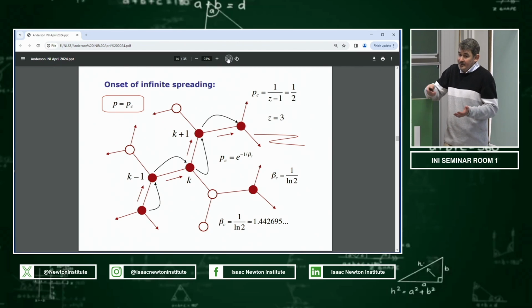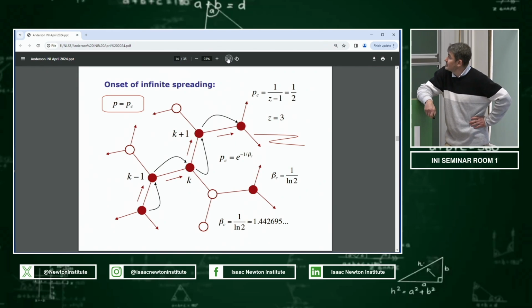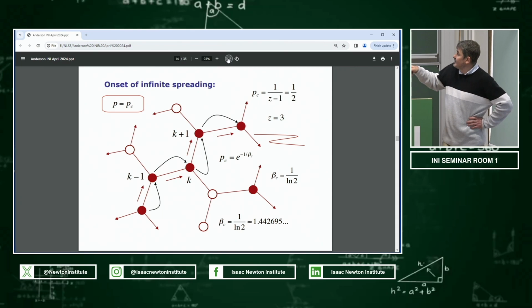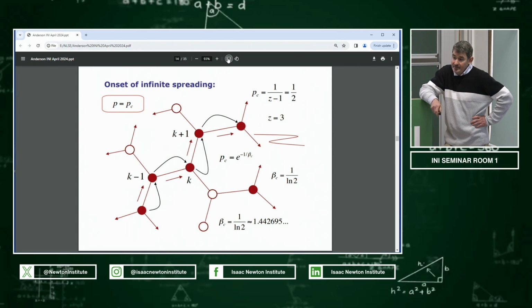There is a critical probability when you get the percolation transition. It's 1/2 for a Cayley tree with 3 nodes. In general, you write it as 1 over z minus 1, where z is the coordination number, the number of branches of the Cayley tree at each node. So you have 3 branches, and p is 1/2. Then you equate it to exponential of minus 1 over beta, make it 1/2, and you get beta equals 1 over logarithm 2. And this is a critical value.